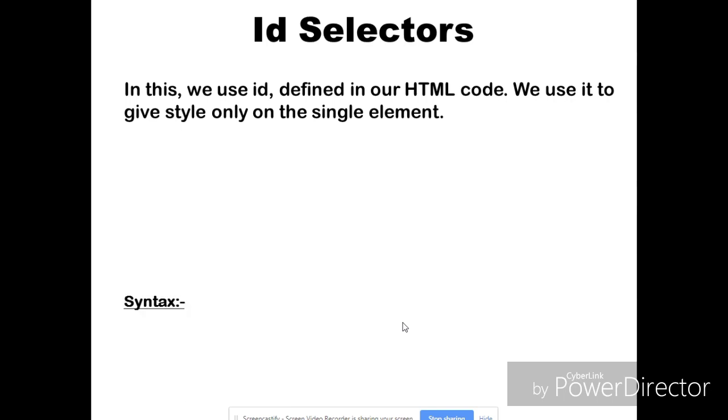So what is the syntax of ID selectors? In the ID selector we use the hash. First we write the hash, after this our ID name, and start the curly brackets. In this we write all the properties like font size, color, and so on, and after this close our curly bracket. So let's see an example of this.